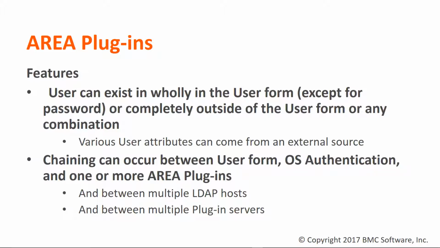And so chaining means we can try the user, we can check to see if the user exists in the user form. If he does, great, we'll log him in. If he doesn't, then we'll try the operating system or LDAP. And if he doesn't exist on any of them, he fails. But eventually we will try the area plugins to see if he exists.